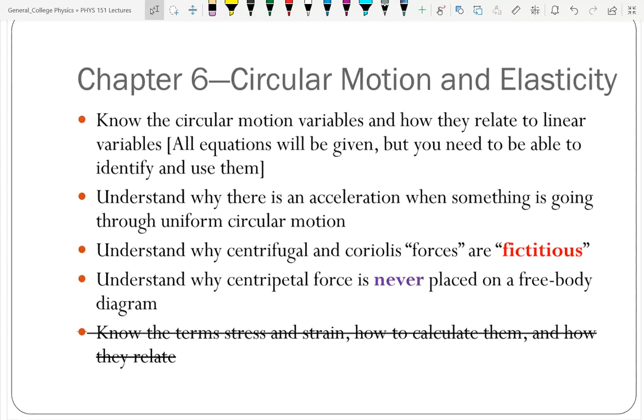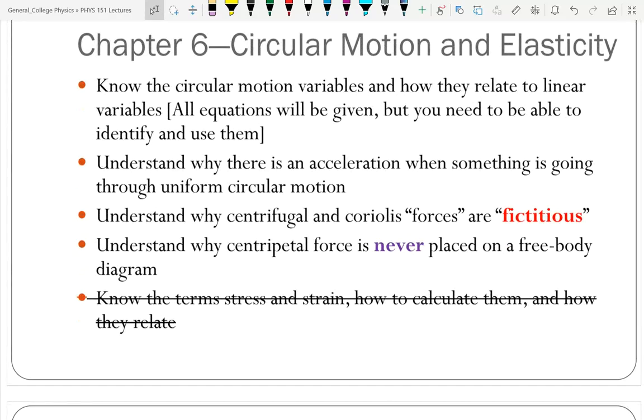Okay, so we've already gone through that. Chapters 4 and 5 were Newton's laws. Chapter 6, we introduced circular motion. That is, things going in a circle. And we learned that if something is going in a circle, it has to have an acceleration to make it change direction. And we call that acceleration to make it change direction the centripetal acceleration.